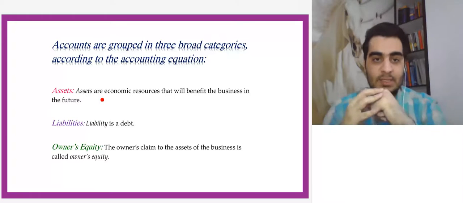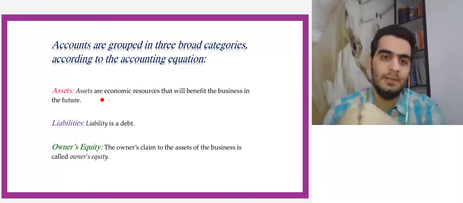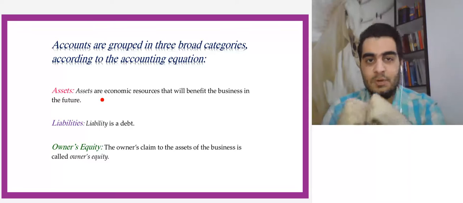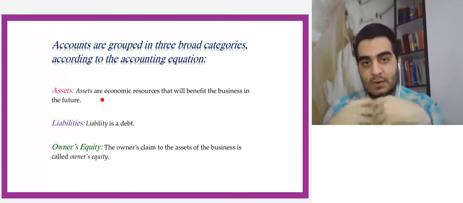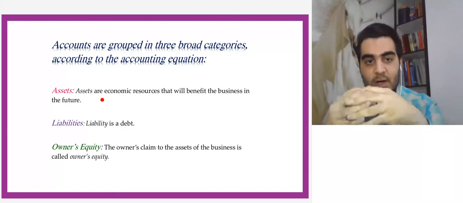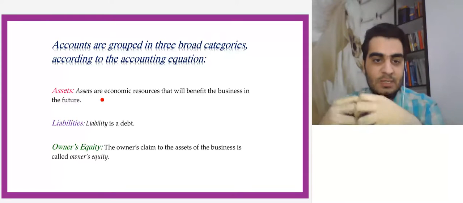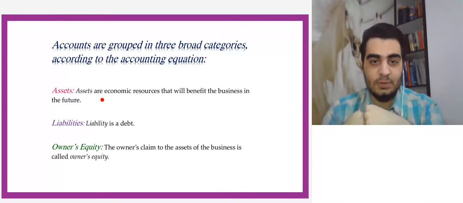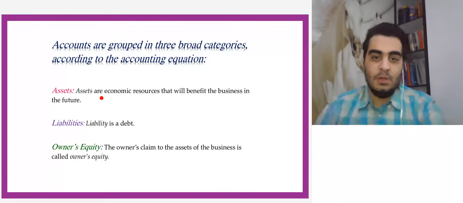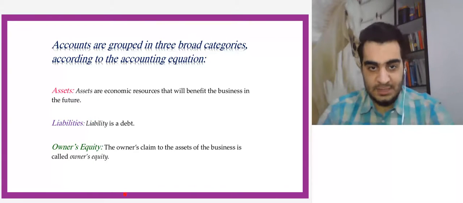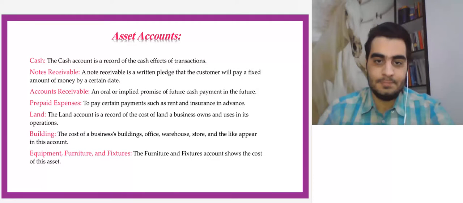The next one is liabilities, which are simply debts. For example, when we borrow some money from our friend, it's a liability to our friend. These are called liabilities. The next one is owner's equity. The owner's claim to the assets of the business is called owner's equity. We'll go through all this in detail, so don't worry about that.